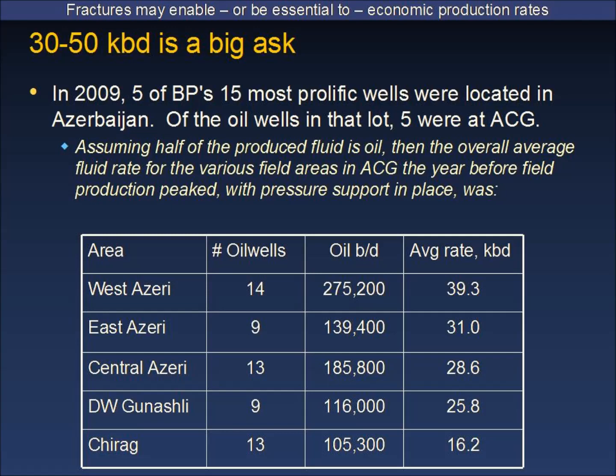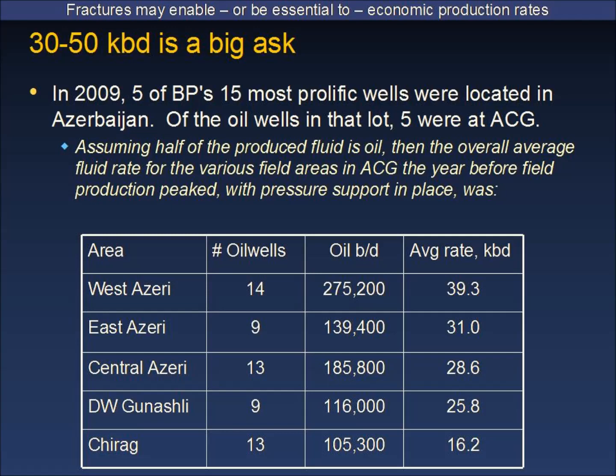So is geothermal for electric power generation, even in sedimentary basins, restricted to reservoirs in which there are fractures that augment matrix flow rates? I don't know the answer to that question. I do know that 30 to 50,000 barrels of fluid production is a big ask. Okay? These are some oil field examples. Oil field majors: BP's most prolific wells barely get into that range.